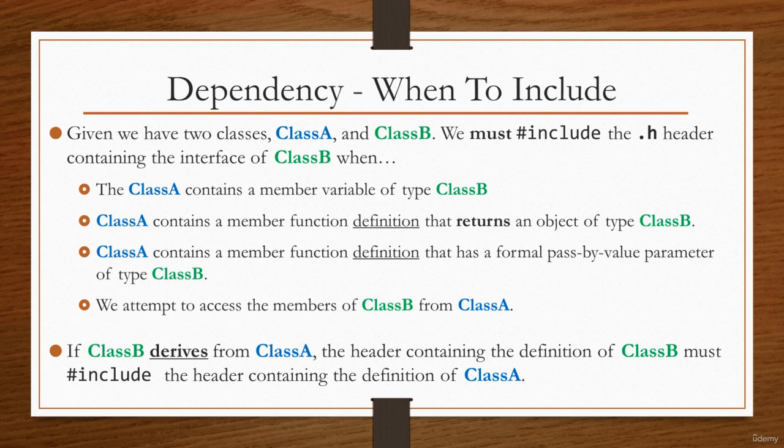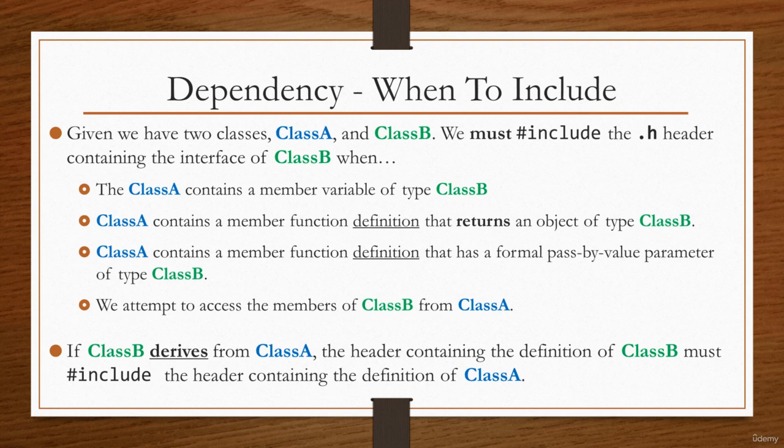So given we have two classes, class A and class B, we must include the header containing the interface of class B. So let's say the class B.h file, the header file, when the class A contains a member variable of type class B, or when the class A contains a member function that returns an object of type class B, so it returns by type of class B. Also when class A contains a member function that has a formal pass by value parameter of type class B. Finally, also when we attempt to access members of class B from class A.